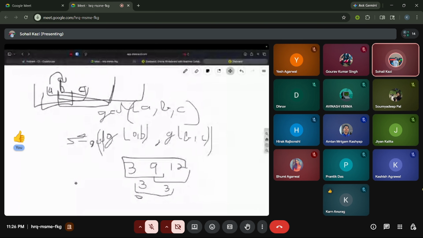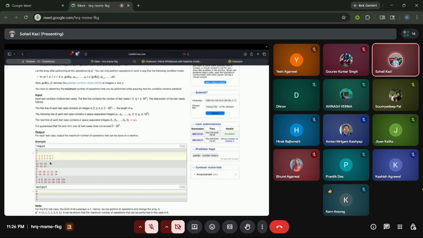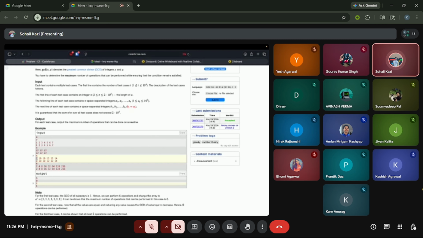So again, let me give you a simpler example. Let's look at one of the test cases: 8, 10, 10, 12, 12, 14. If we are modifying the element 8 here, we're changing the value. That means all of the subarrays which include 8, which is this subarray, and this subarray, and this subarray, the GCD should not change. So the GCD should remain constant.